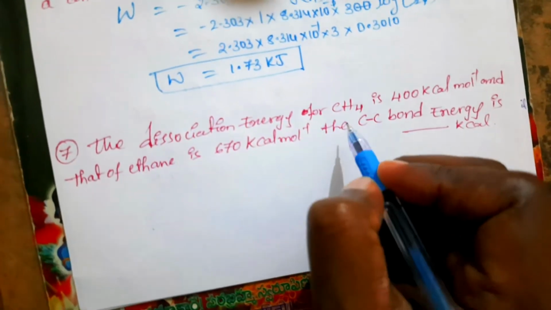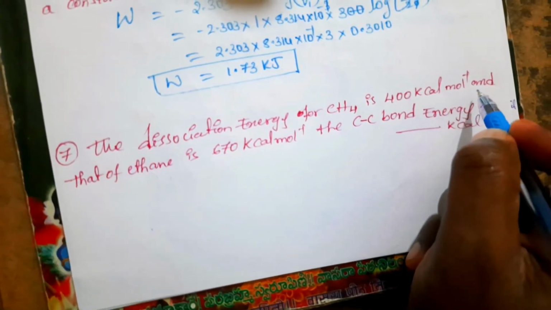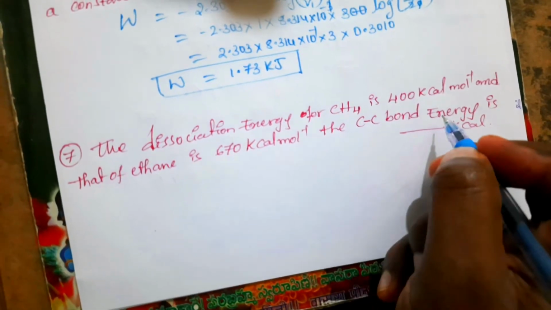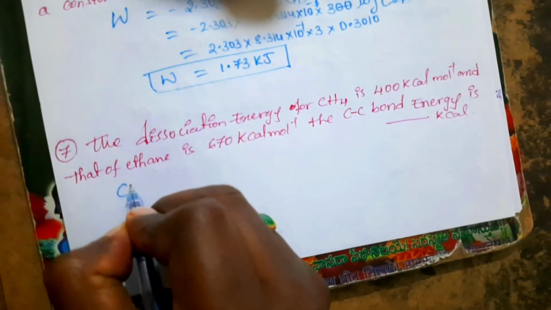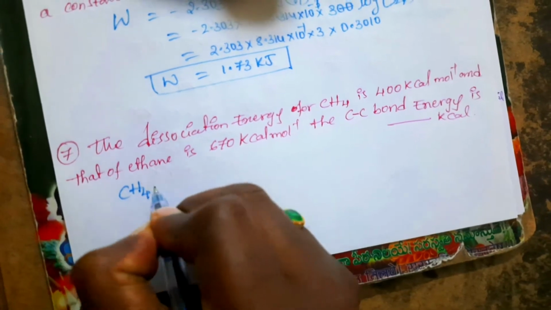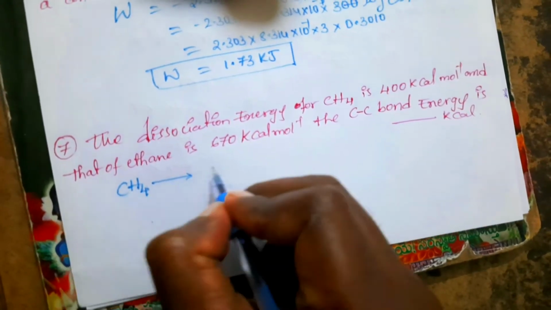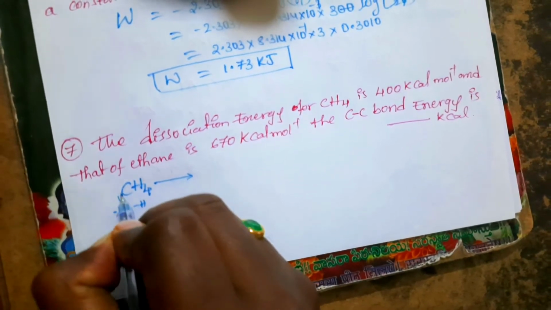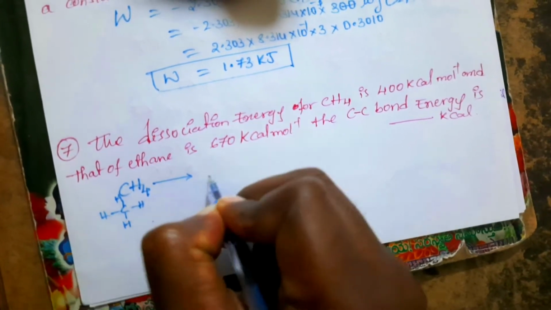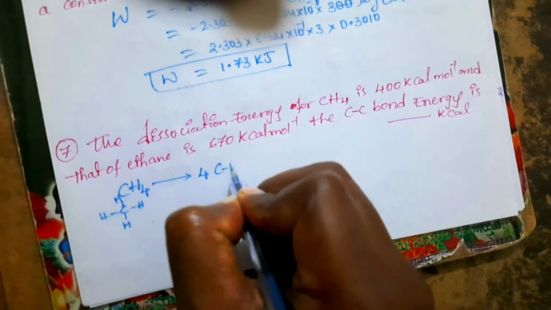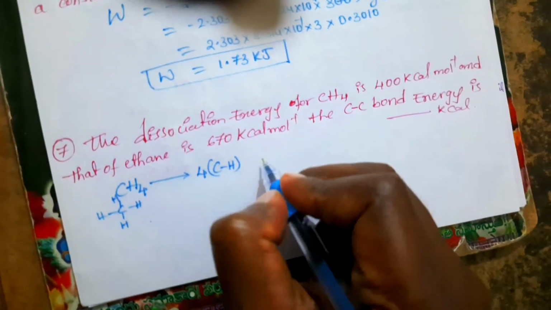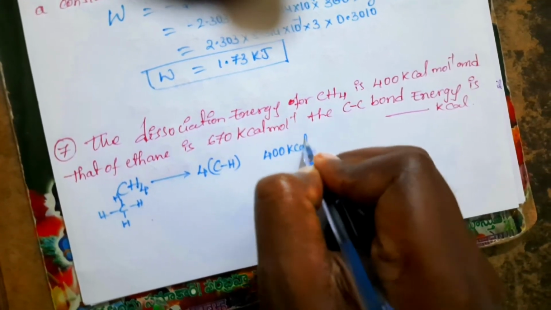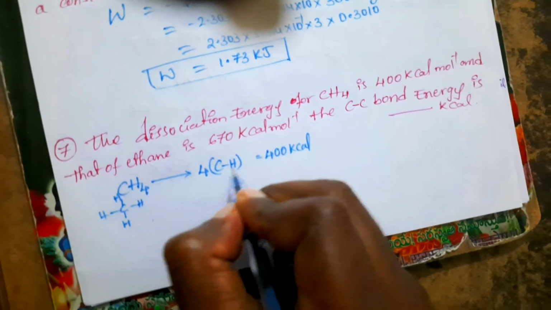The dissociation energy of methane is 400 kilocalorie per mole and that of ethane is 670 kilocalorie per mole. They are asking for the C-C bond energy. Now you see here, CH4 dissociation energy: in methane, how many carbon to hydrogen bonds are there? 4 carbon to hydrogen bonds are there. The total of 4 C-H bond energy they have given as 400 kilocalories, for the breakage of 4 C-H bonds.